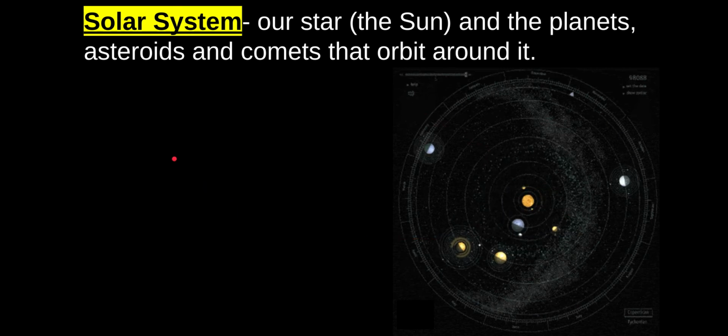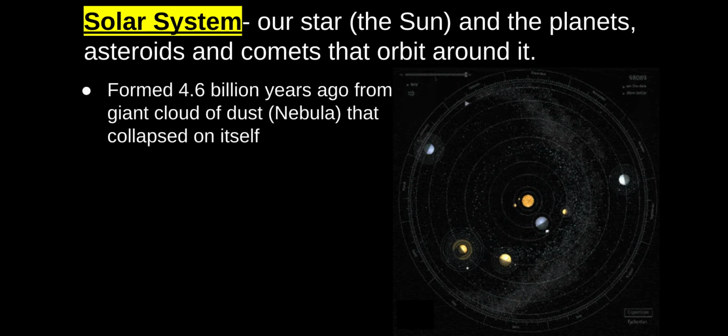So everything that is the system around our sun, or everything that is orbiting around our sun or being pulled around our sun by its gravity, is called our solar system. The solar system was formed about 4.6 billion years ago from a gigantic cloud of dust. We call this a nebula. That nebula collapsed in on itself, and gravity pulled those dust pieces together.